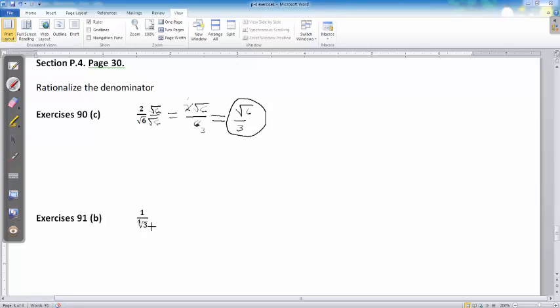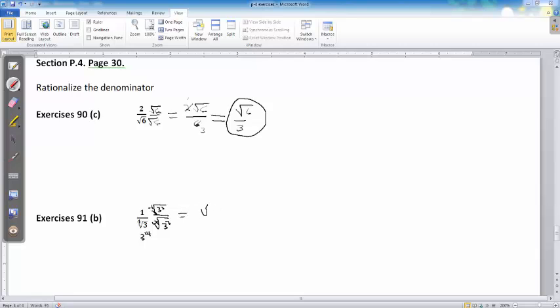This one on the bottom here, 91b. It's not quite as simple, but it's the same idea. You have the 4th root of 3. Well, I need a 4th power inside a fourth root if the fourth root's going to go away. I have 3 to the 1. I need it to be 3 to the 4. So I'm going to multiply by what I need then. I have 1. I need 3 more. So I'm going to multiply by the fourth root of 3 to the third on the top and bottom.